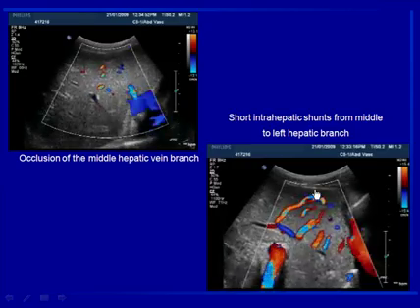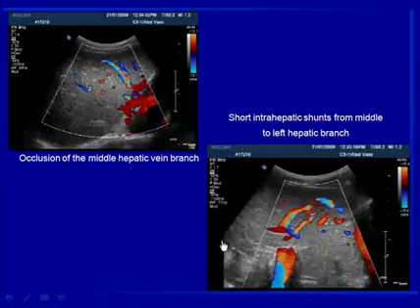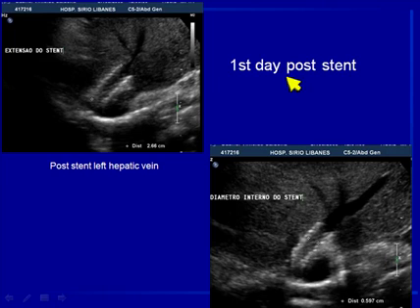In this case, different short intrahepatic shunts from the middle to the left hepatic vein branch. This is the appearance on the angiography study: short intrahepatic shunts from the middle to the left hepatic branch. The occlusion is here, as you can see on Doppler ultrasound, and the short shunts between the middle and left hepatic vein. It was treated with a stent in the hepatic vein.